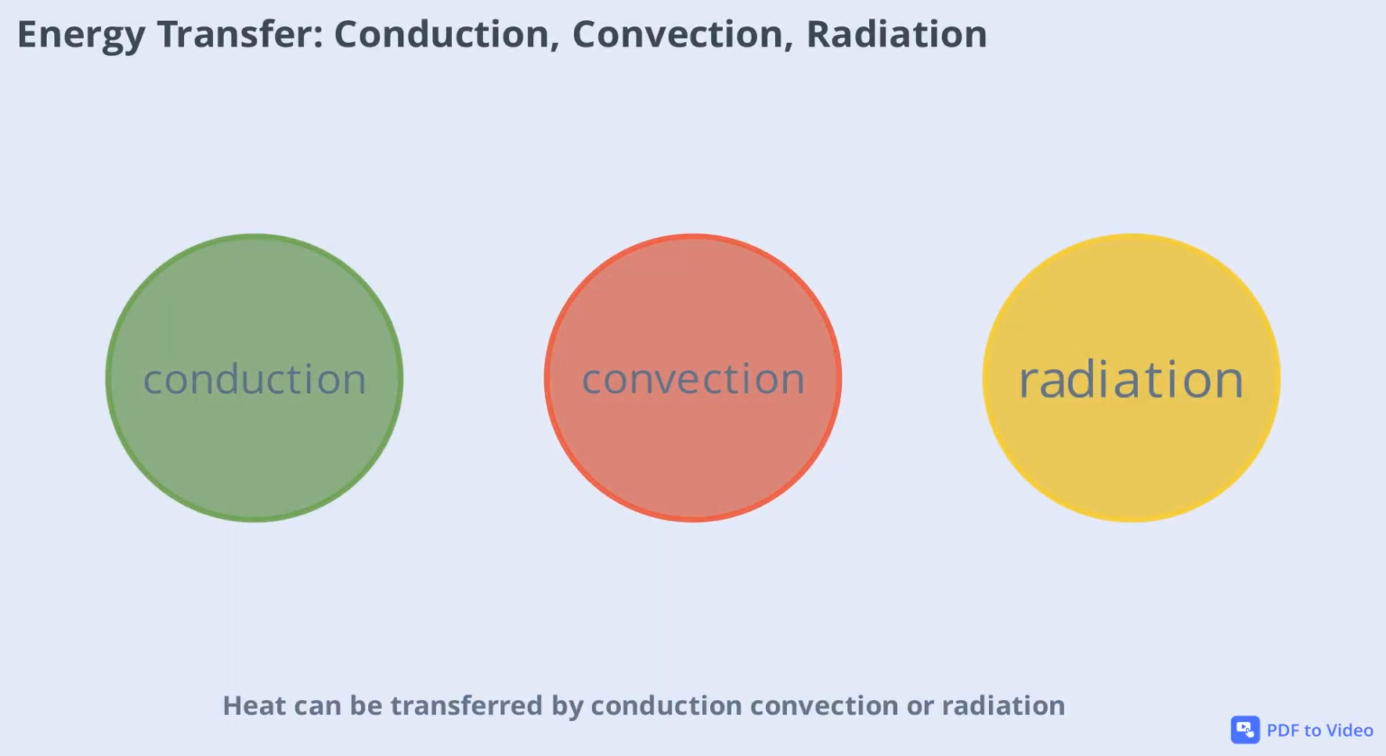Heat can be transferred by conduction, convection, or radiation. We'll briefly explain each method, give examples, and discuss their relevance in thermal physics. Understanding these mechanisms is essential for explaining how heat moves in different situations.